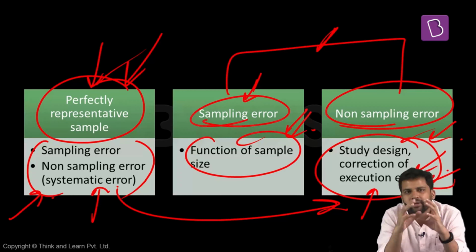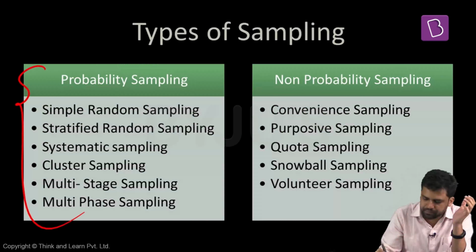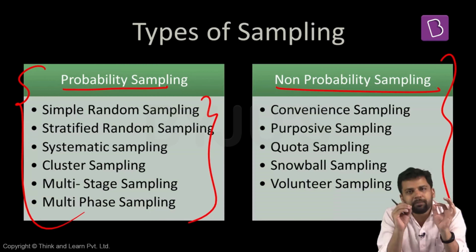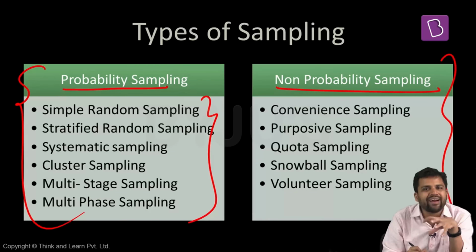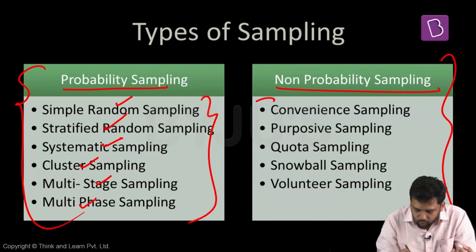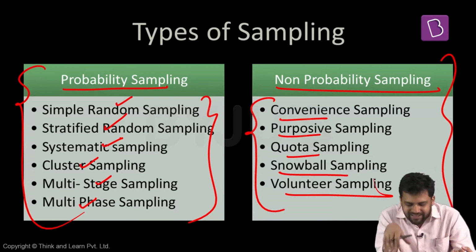Now what we will do is we'll understand different types of sampling methods, the types of sampling. Now sampling methods again can be divided into two types: probability sampling and non-probability sampling. Probability sampling can be further divided into different types: simple random sampling, stratified random sampling, systematic sampling, cluster sampling, multi-phase sampling. Non-probability sampling can again be divided into different types: convenience sampling, purposive sampling, quota sampling, snowball sampling, volunteer sampling. So we will discuss all these methods one by one.